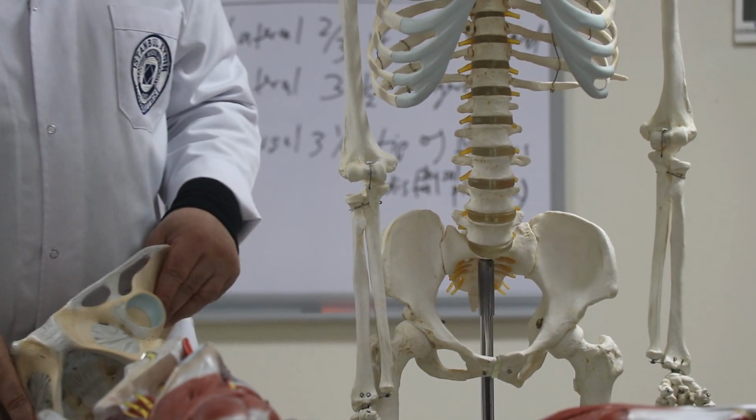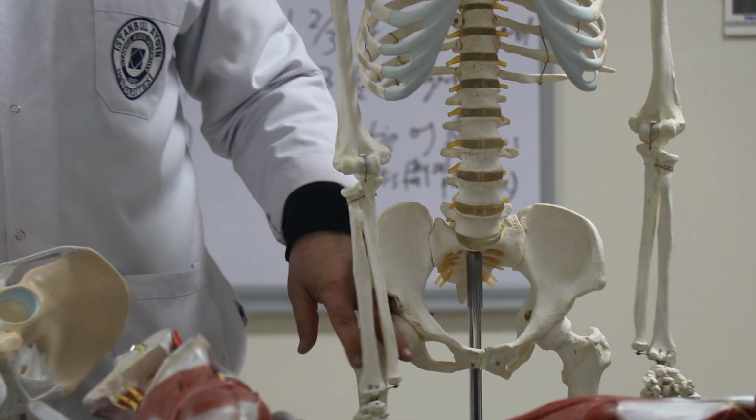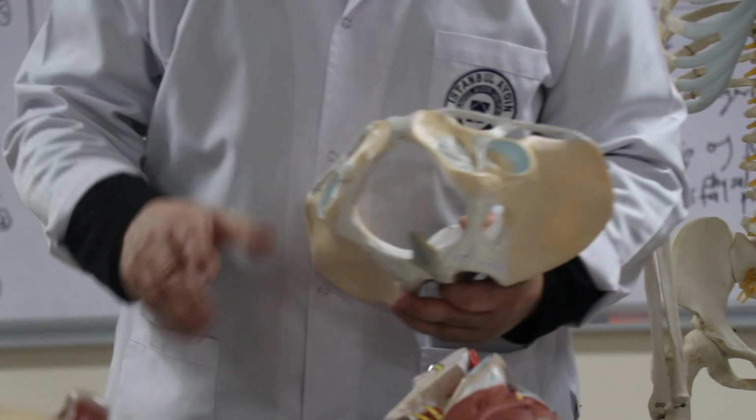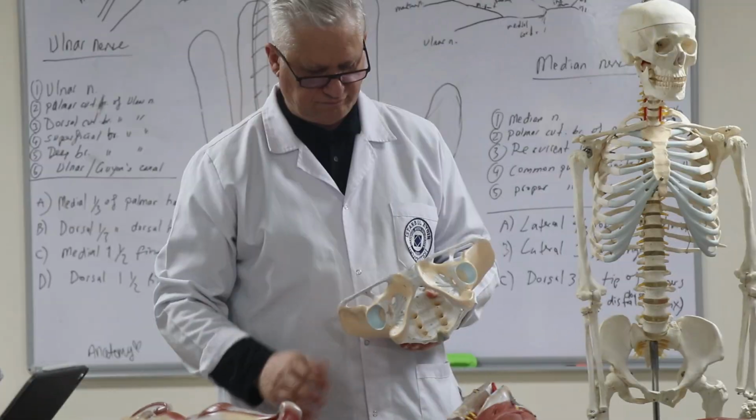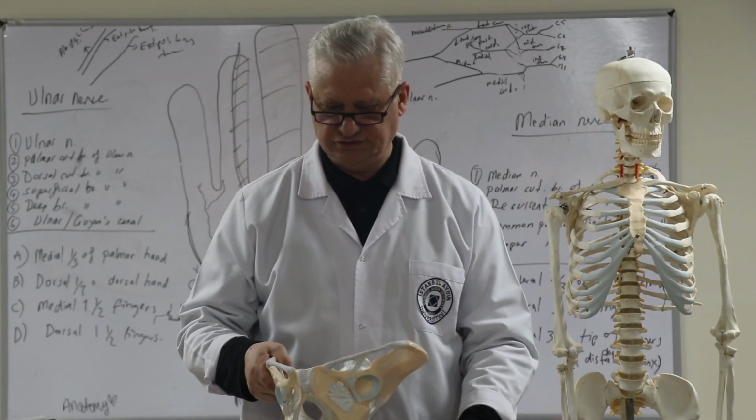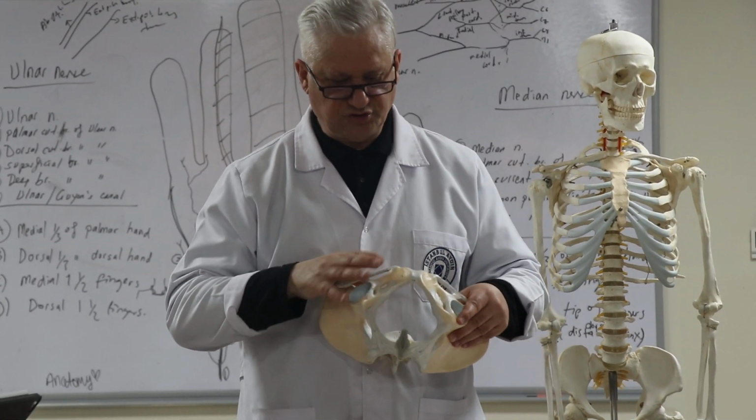Okay, and this is basically innervated by which nerve? Obturator nerve. Okay, right, obturator nerve, or the nerve to obturator externus. So this is a branch of the obturator nerve. Okay, that's the obturator externus.